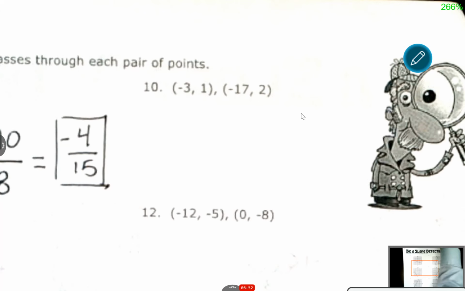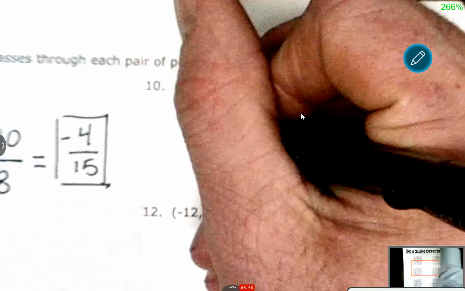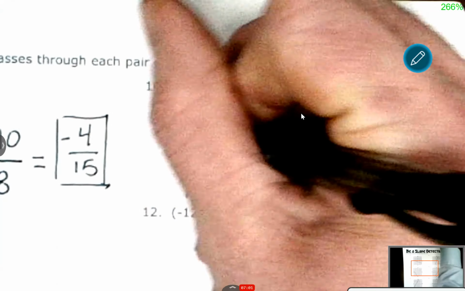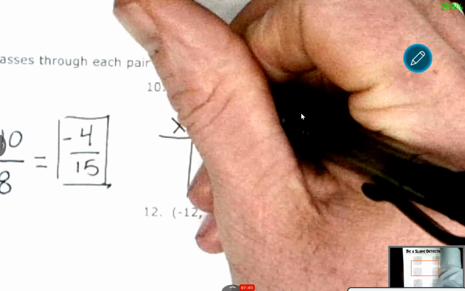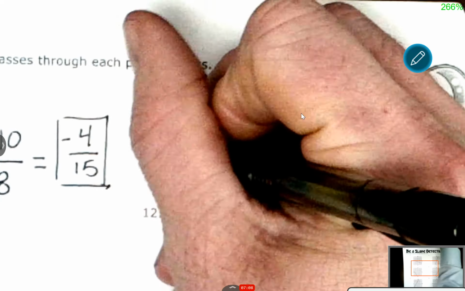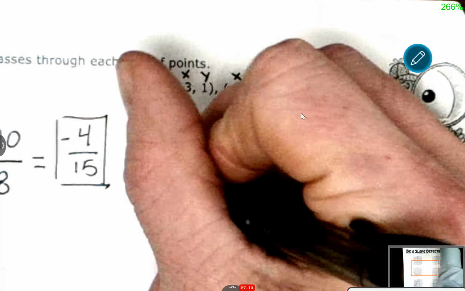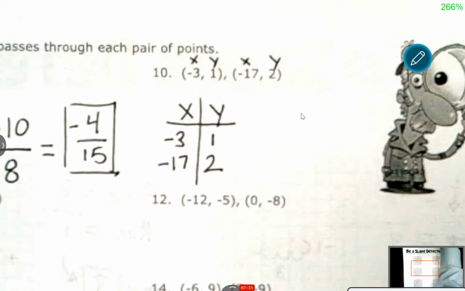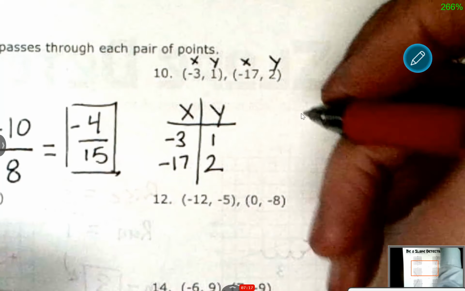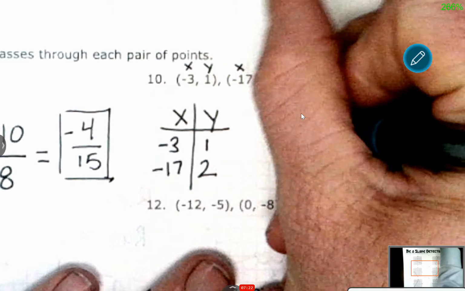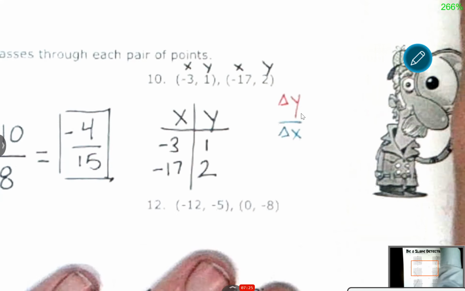The other method you might prefer is setting up a table. So remember, it's always x on the left, y on the right most often, x, y, x, y. So I'm going to plug in these points. Negative 3 and 1, negative 17 and 2. Once you've set up the table, remember slope is just the same as rate of change. Change of y over change of x.